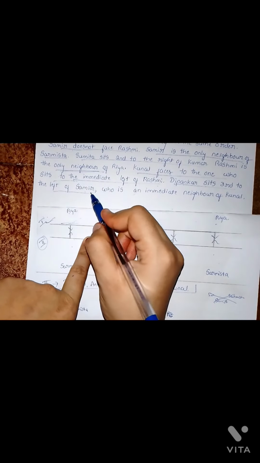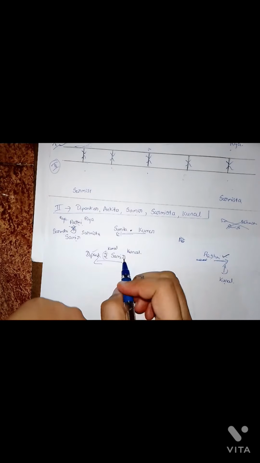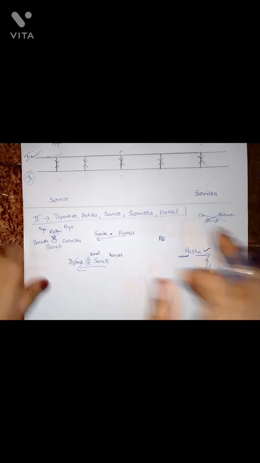Samir, who is an immediate neighbor of Kunal. So Samir is the immediate neighbor of Kunal. You have to represent it like this. We don't know whether it is the right side or the left side, so we have to represent it like this. Now the question is over, only this much. So we are already representing the statements here. Now we have to consider what, step by step.